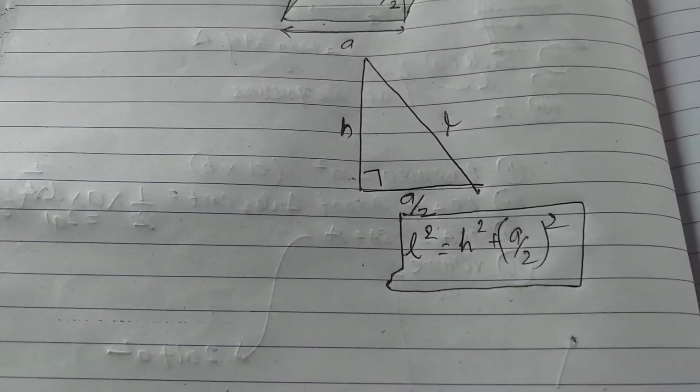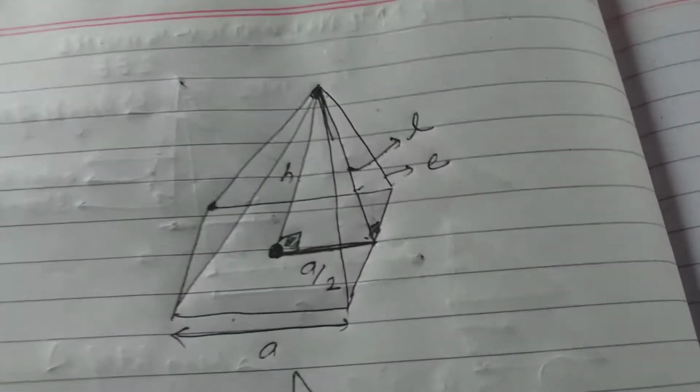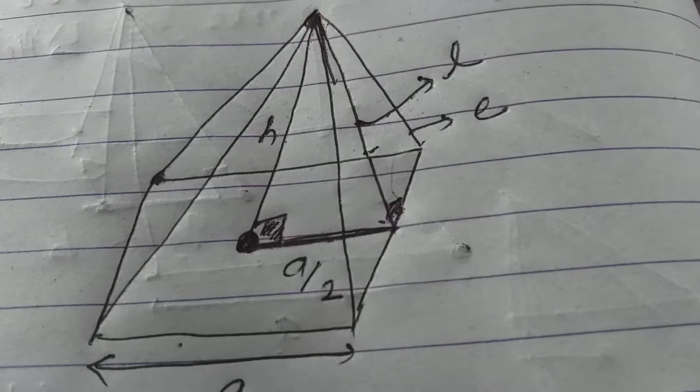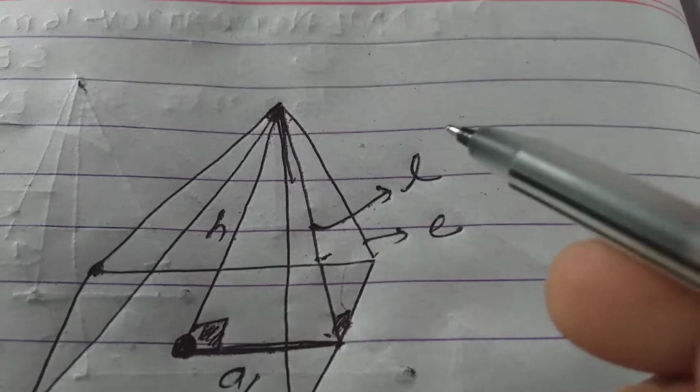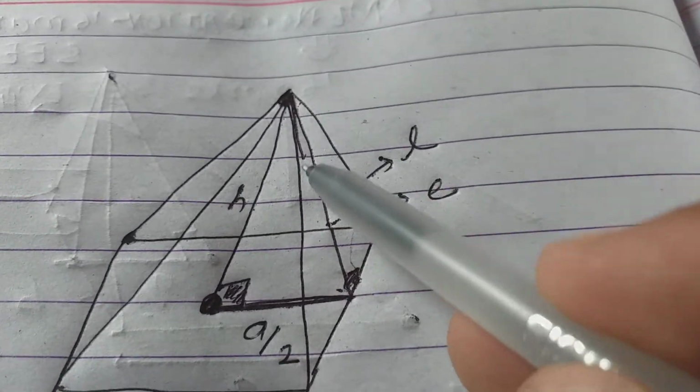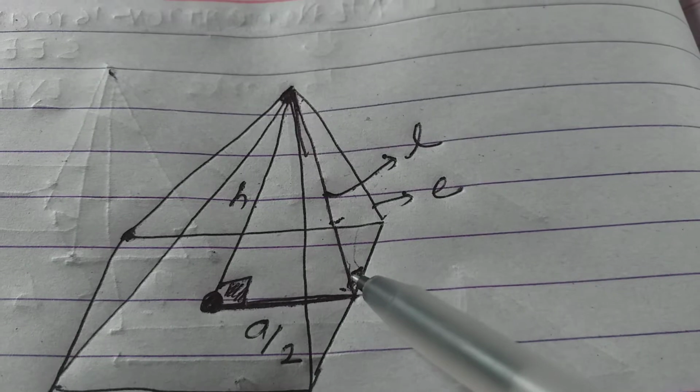I'll say why it is very important. Okay, now let's see the next triangle. Which triangle? This one. Look over here, from here, this one, the slant height. Okay, this is the slant height.